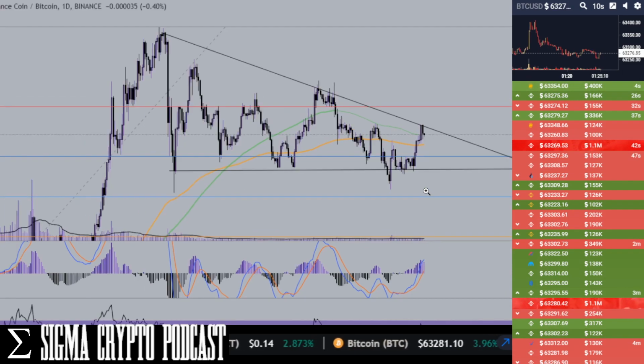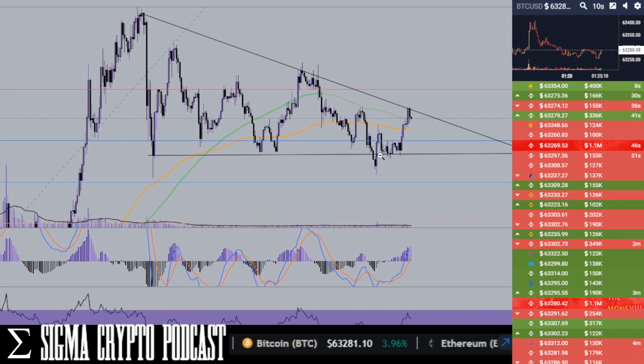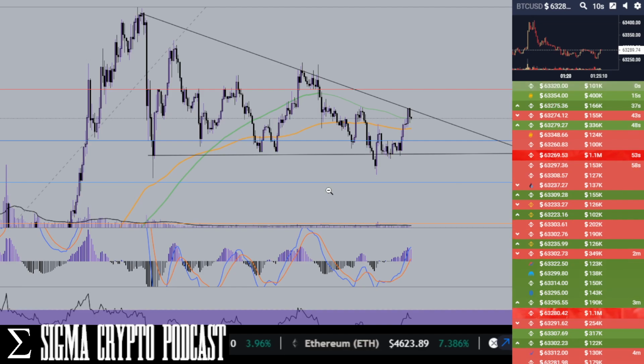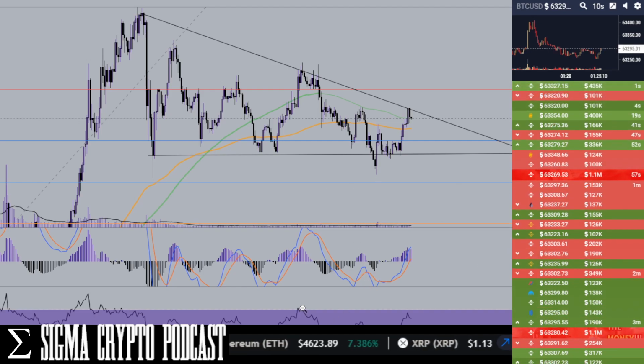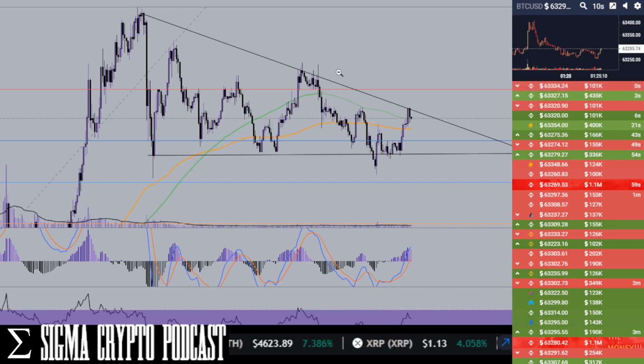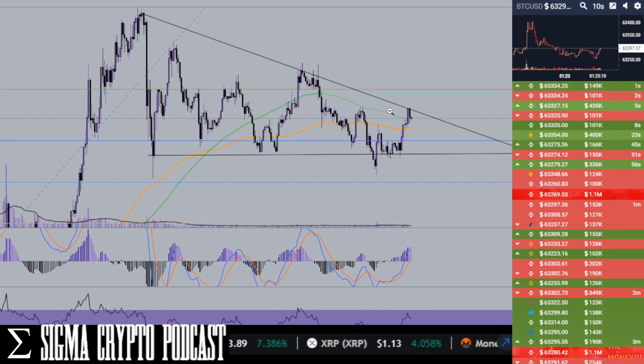So yeah, this might be a decent time to start considering rolling some alt profits into Bitcoin. Not financial advice, but a lot of these charts are showing the same indicators, that these altcoins might, at least in the short term, be cooling off on their rallies.